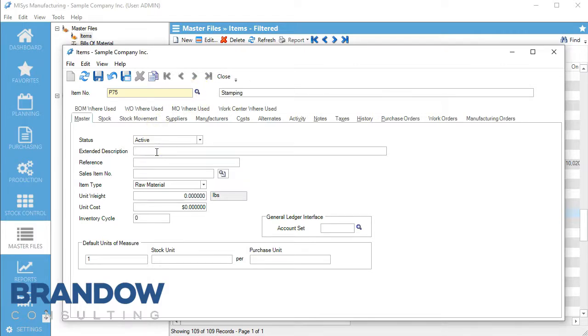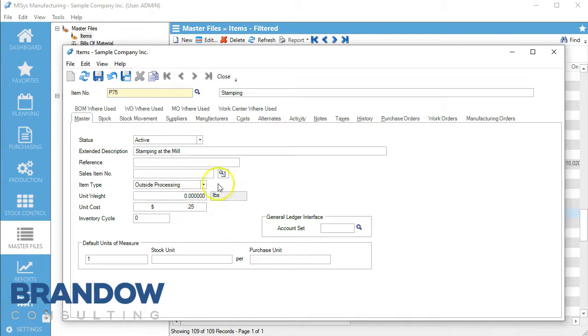And we're going to be dealing with three tabs today. The Master tab, the Stock tab, and the Suppliers tab. Extended description. When we reference number, we can fill that out. Sales item number, we're not going to fill this one out at all because we will never sell an outside process. And we're going to go here, outside processing, and unit cost is 0.25.